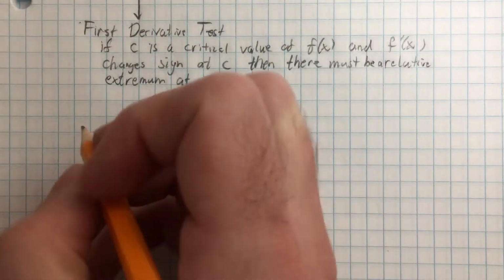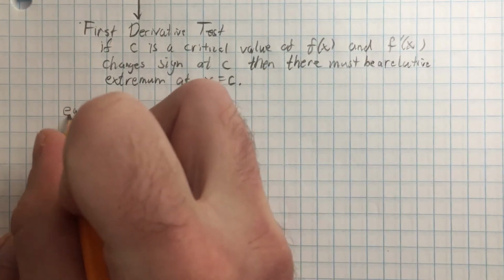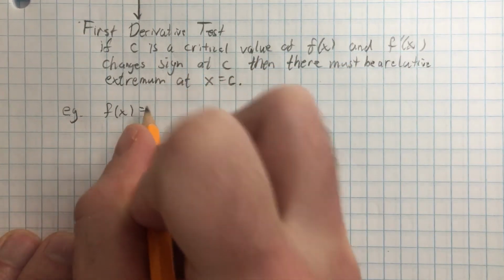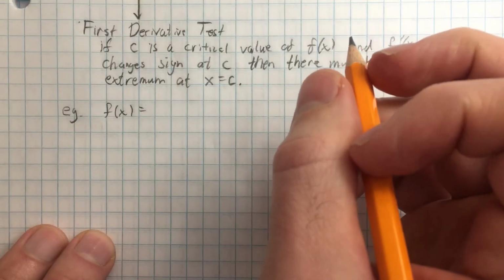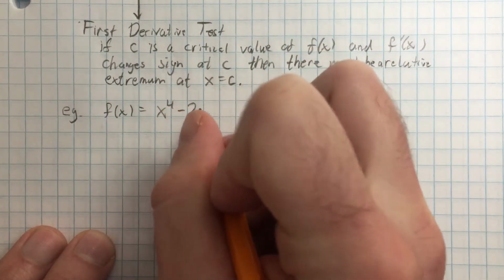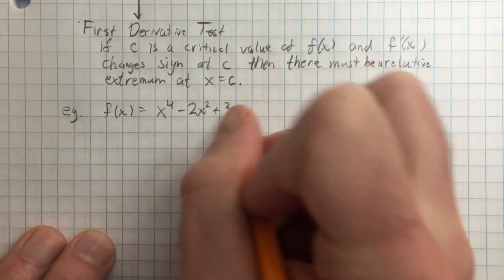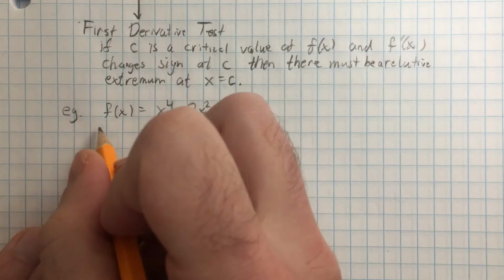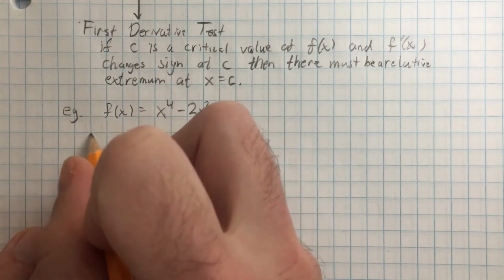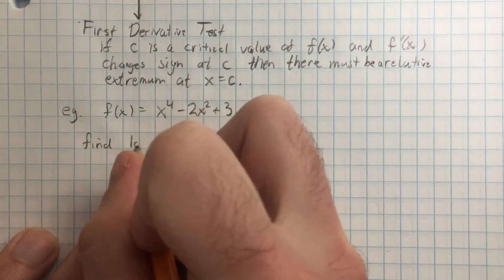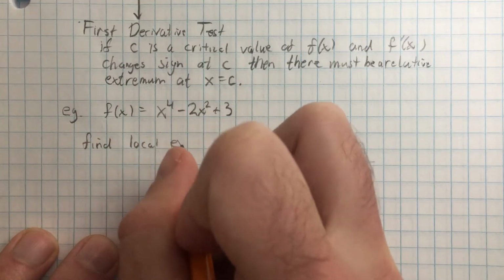For example, let's say we take a function such as x to the fourth minus 2x squared plus 3, something like that. And we want to find the maximum and minimum values. Find the local extrema of f, if it has any.